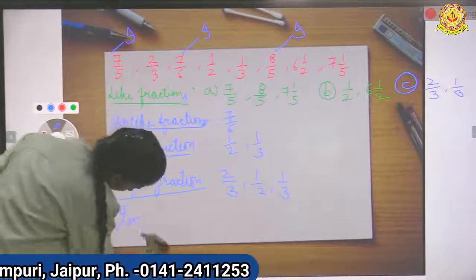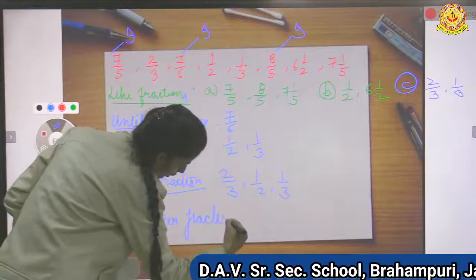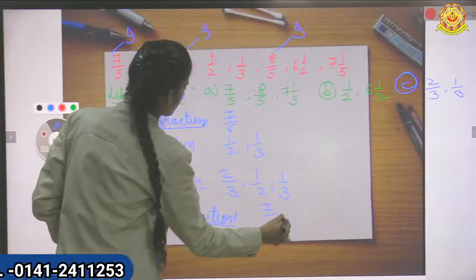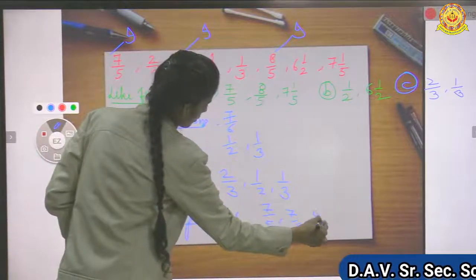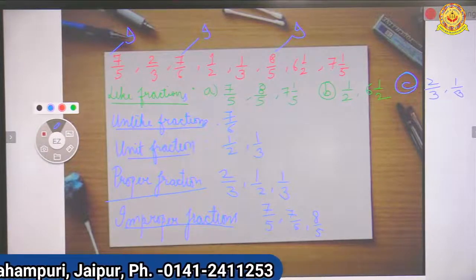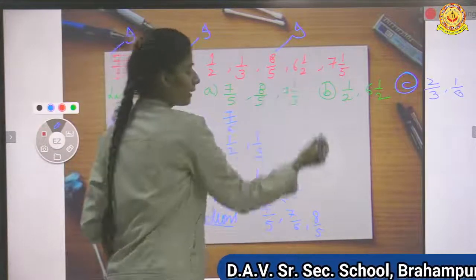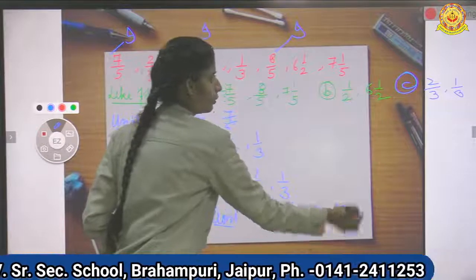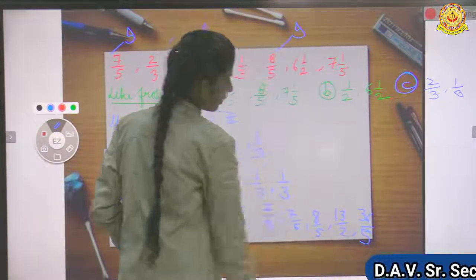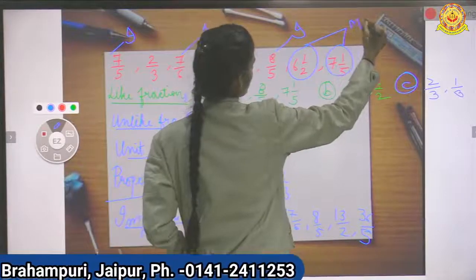Improper fraction is how much? 7/5, 7/6. Just hold on. 7/5, 7/6, 8/5. Okay, if I tell you that we have to write these two as well, what will be written? Mixed. Change, convert it into improper. 2 multiplied by 6, 12. 12 and 1, 13. 13/2. 7 times 5 is 35. 35 plus 1, 36/5. Okay, other mixed fractions, how many are we having? 1, 2 and 2. These are mixed fractions.